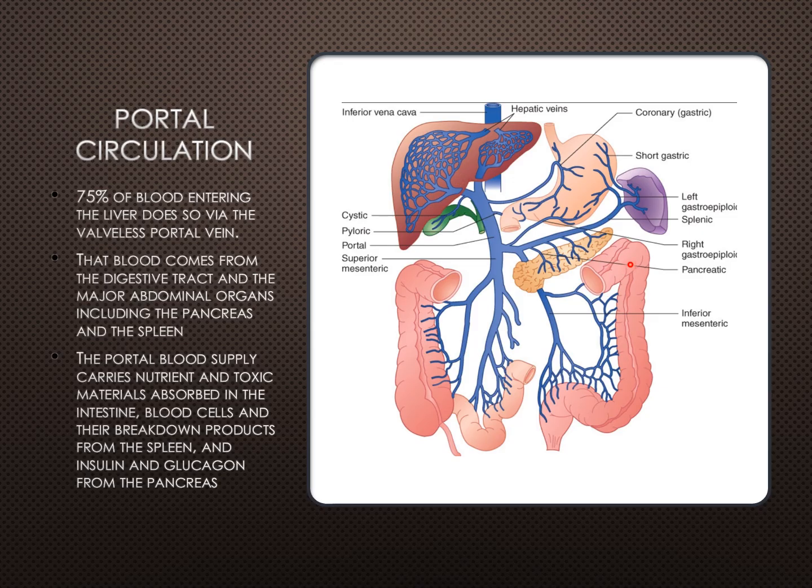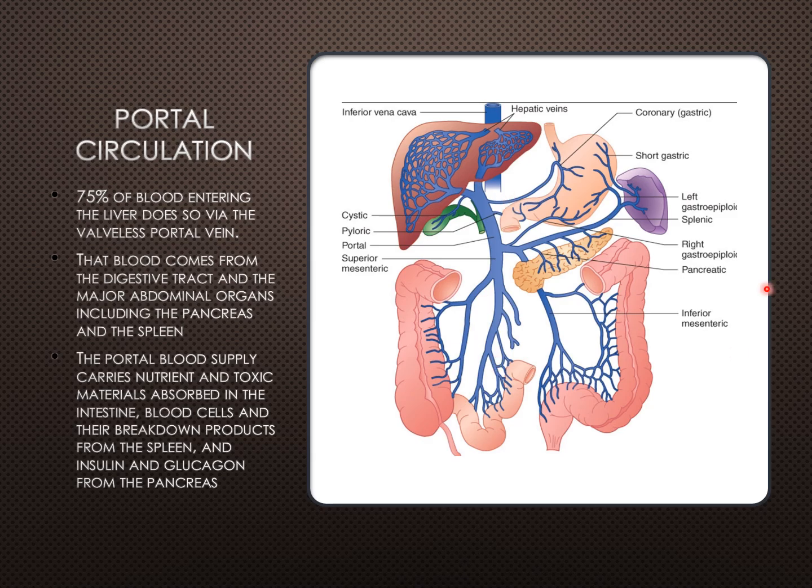Okay. The portal blood supply carries nutrients and toxic materials that have been absorbed from the intestine and also blood cells and their breakdown products from the spleen and insulin and glucagon from the pancreas. So all of those components coming from those organs are then making their way up into the liver so that it can do things like gluconeogenesis. It can remove toxic substances. It can break down or metabolize carbohydrates, fats, and proteins. So that's a really important way that the liver performs all of its functions, is to pick up all that blood from all those different organs.